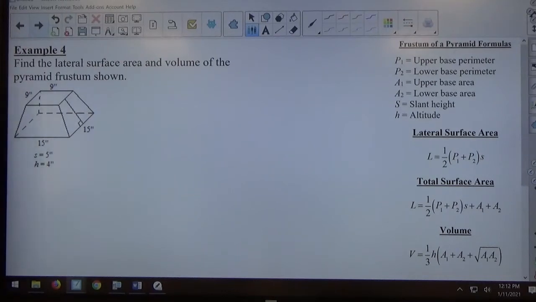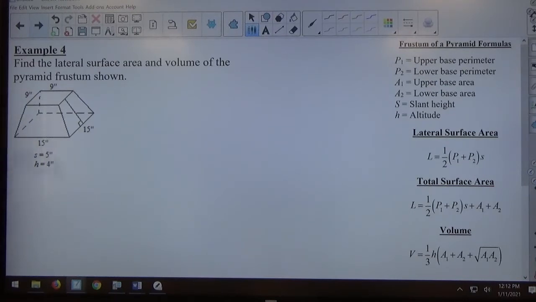Okay, example 4. It says find the lateral surface area and volume of the pyramid frustum shown. A frustum of a cone or a pyramid is where you typically see frustums. Basically, you take a pyramid or a cone and chop the top off, so it comes up to a shape of the same type. So we have a square on the bottom and a square on the top, for example, here. That's the frustum of this pyramid.